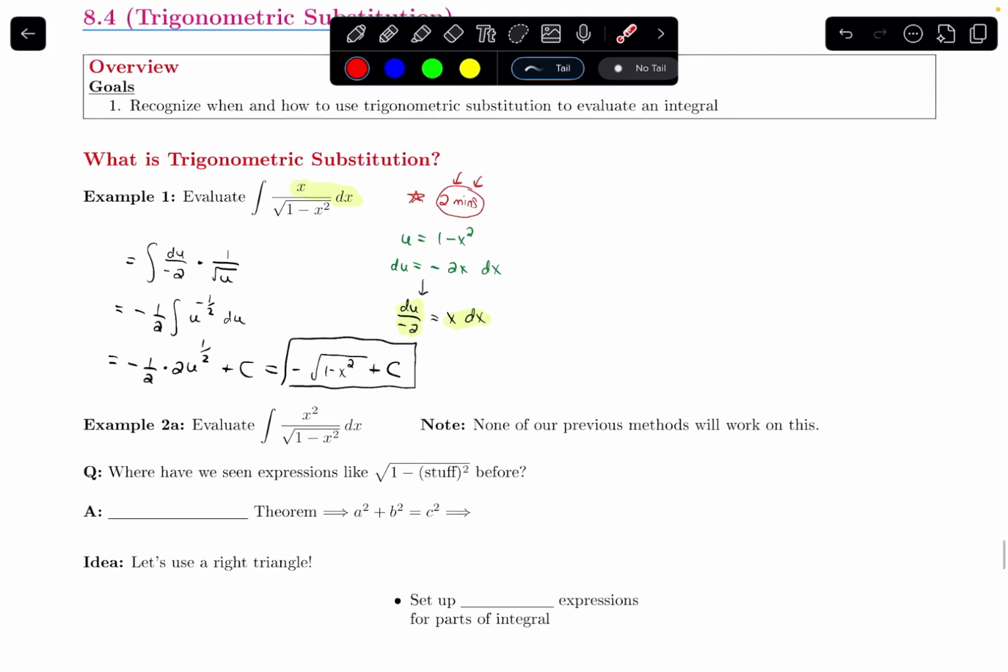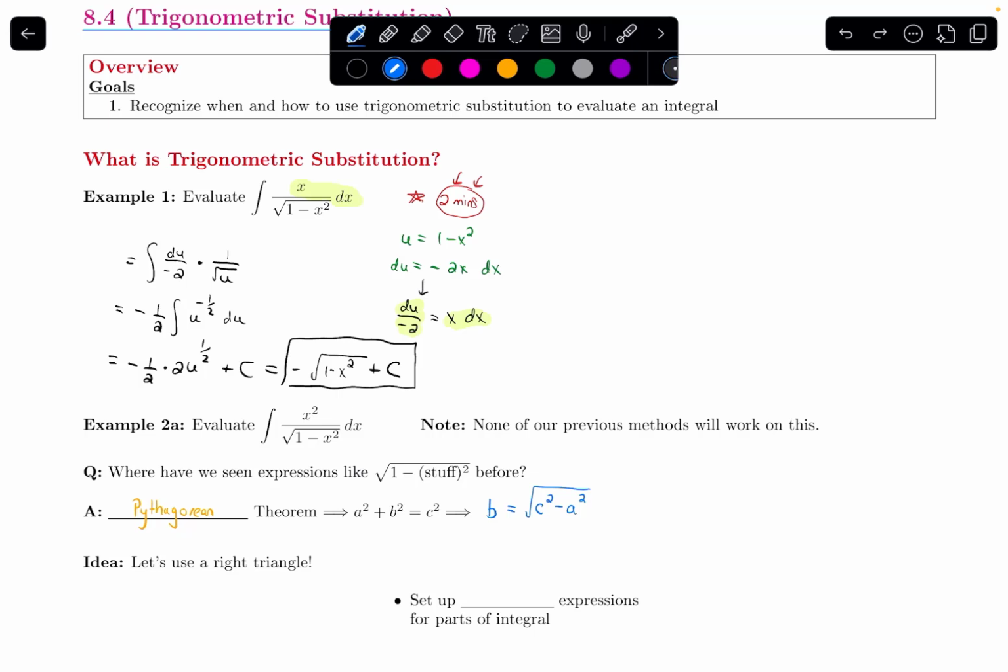When I look at this denominator, I see something that looks like the square root of 1 minus some stuff squared. And we've seen things that look like that when we do the Pythagorean theorem. The Pythagorean theorem says a squared plus b squared equals c squared. If we isolate the b squared and square root both sides, I'd get b equals the square root of c squared minus a squared. Ordinarily, when I square root both sides, I need to put a plus or minus, but I don't need that here because b is a length, and a length can't be negative.